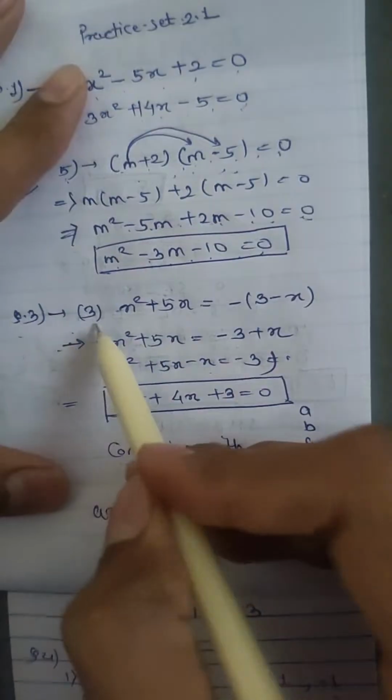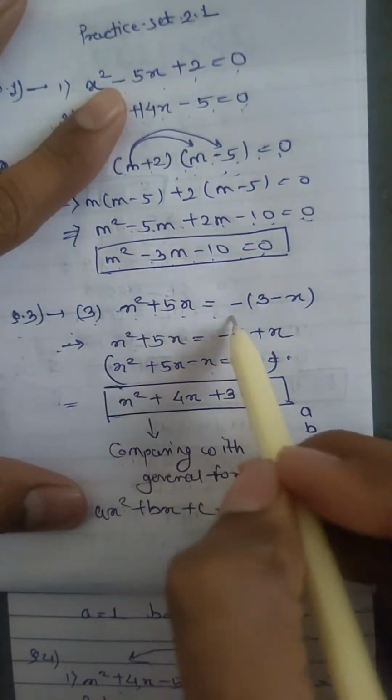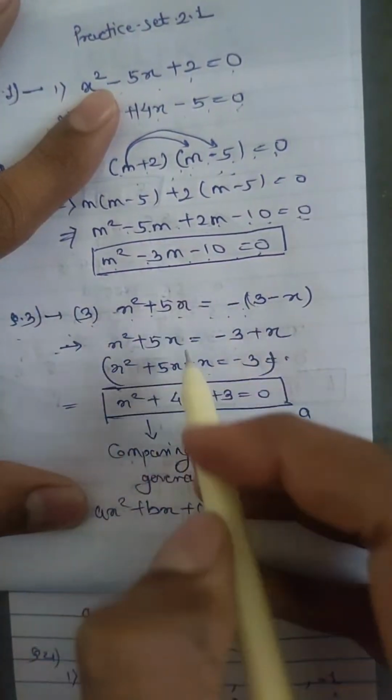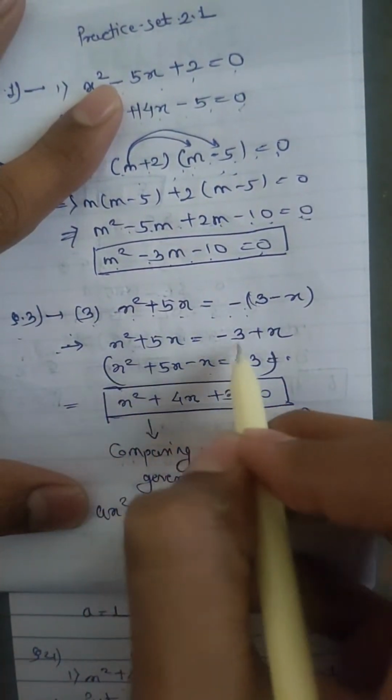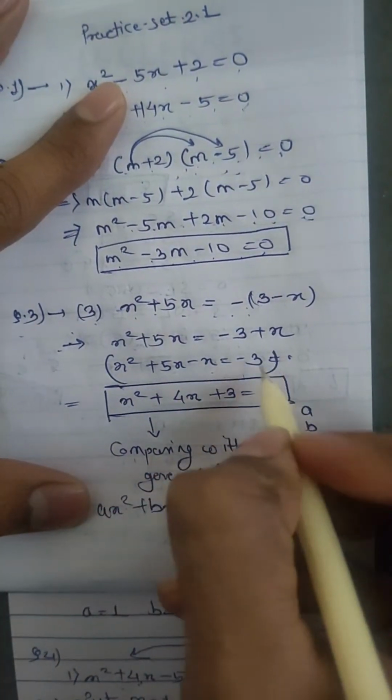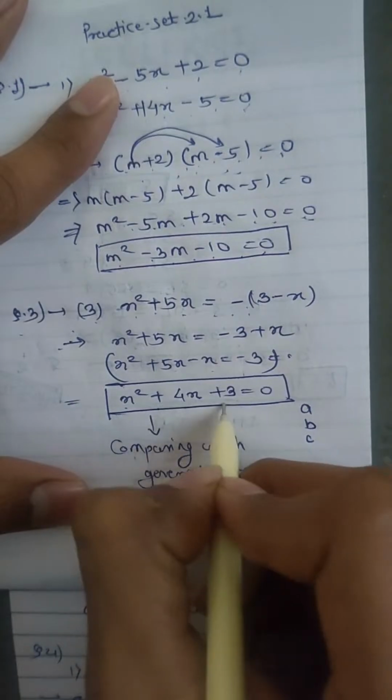Next is question number 3: x square plus 5x is equal to minus (3 minus x). So let's convert this. x square plus 5x is equal to minus 3 plus x. x square plus 5x minus x is equal to minus 3. So x square plus 4x plus 3 is equal to 0.